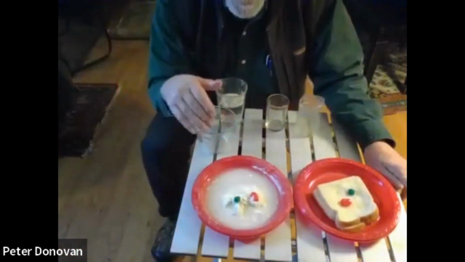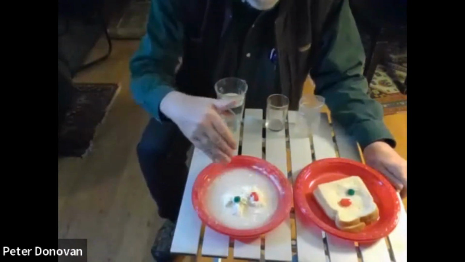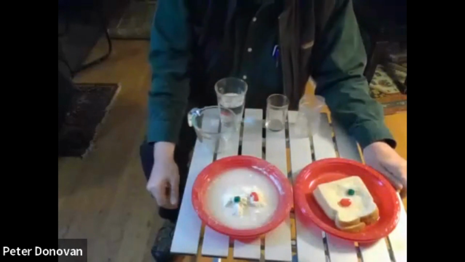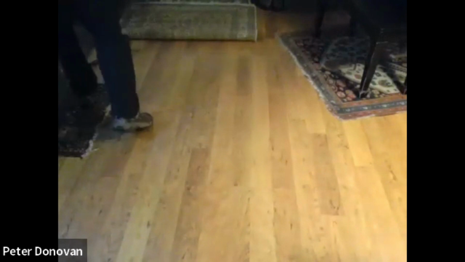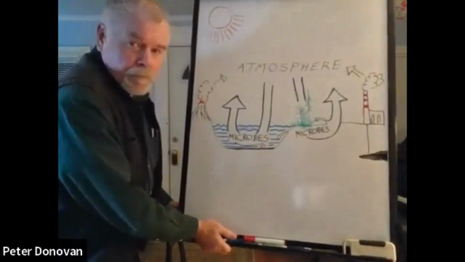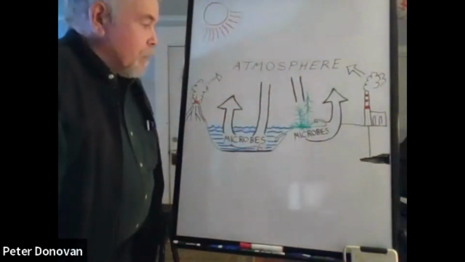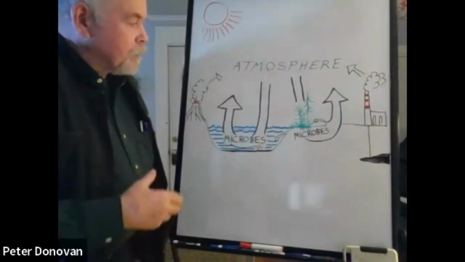So the difference here is, this is just white flour, and what turns it into bread is microbes. Most of the metabolisms that run the carbon cycle are microbial metabolisms. Microbes are the critical workers, if you will, in the carbon cycle.